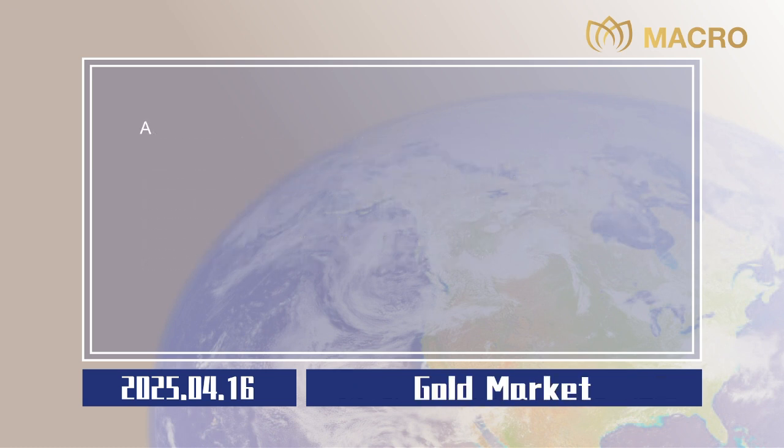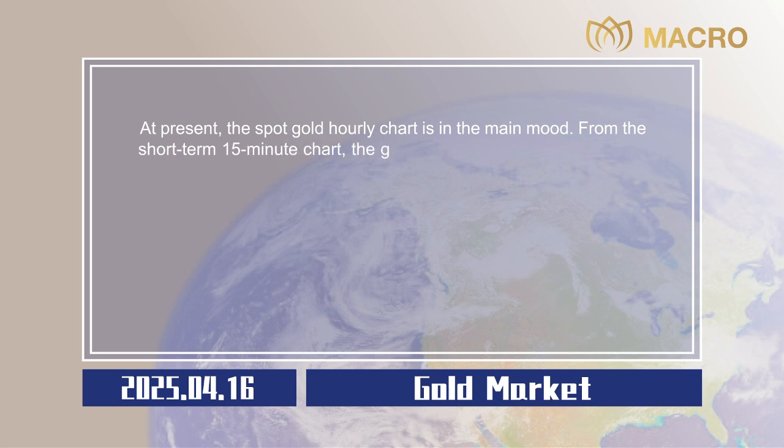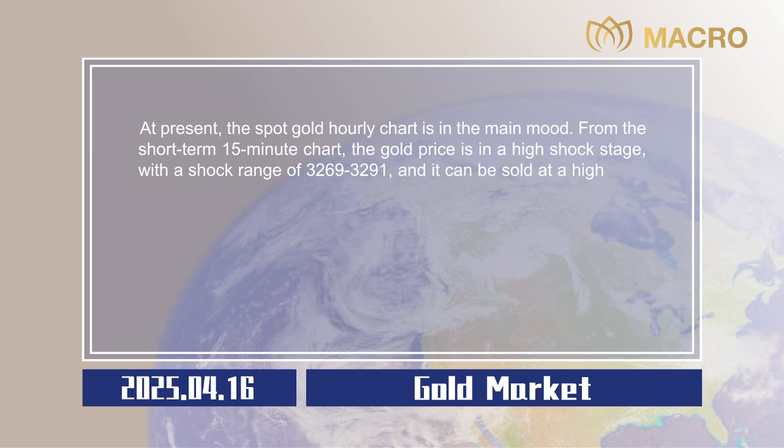Gold market. At present, the spot gold hourly chart is in the main mood. From a short-term 15-minute chart, the gold price is in a high shock stage, with a shock range of $3269 to $3291, and it can be sold at a high price and bought at a low price in this range.